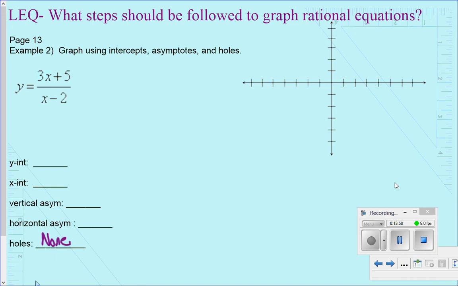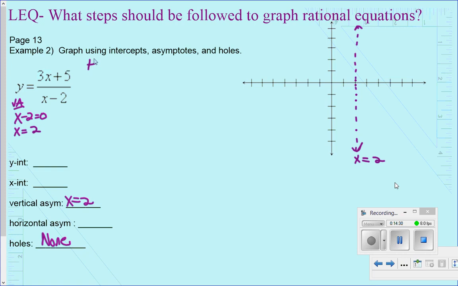Next, I'm going to figure out the vertical asymptote. The vertical asymptote, remember, comes from setting the denominator equal to 0 and solving. This is VA. So x minus 2 equals 0, which means x equals 2. So x equals 2 is the vertical asymptote. I'm going to go ahead and plot that and label it.